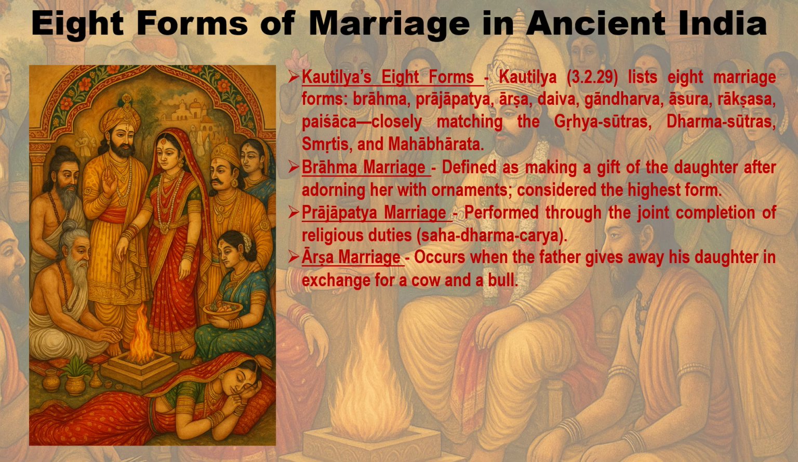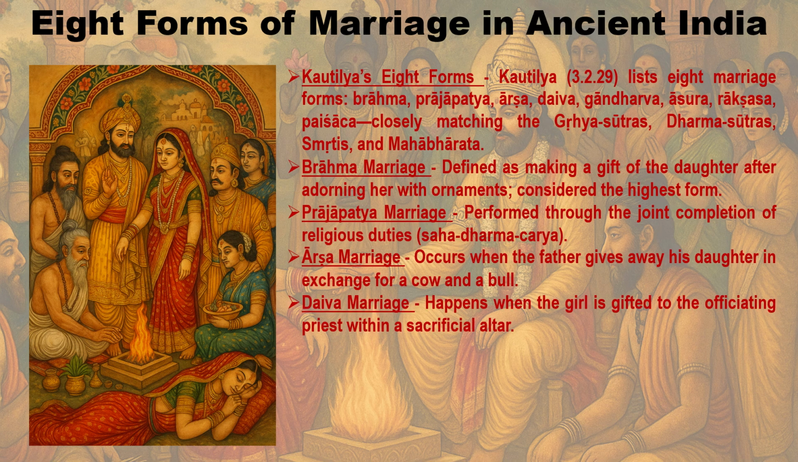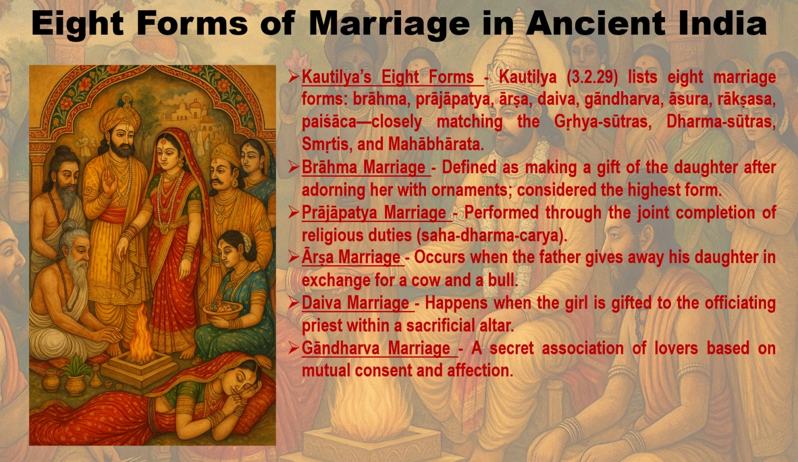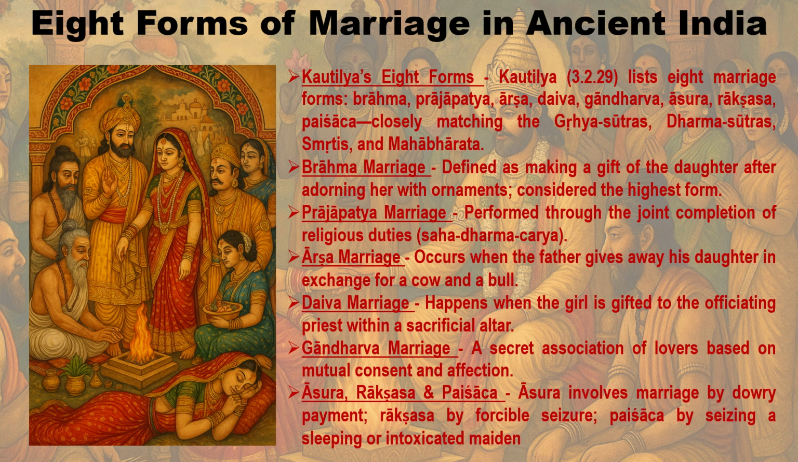Arsha marriage occurs when the father gives away his daughter in exchange for a cow and a bull. Daiva marriage happens when the girl is gifted to the officiating priest within a sacrificial altar. Gandharva marriage is a secret association of lovers based on mutual consent and affection. Ashura, Rakshasa, and Pishacha are the lowest forms of marriage. Ashura involves marriage by dowry payment, Rakshasa by forcible seizure, Pishacha by seizing a sleeping or intoxicated maiden.